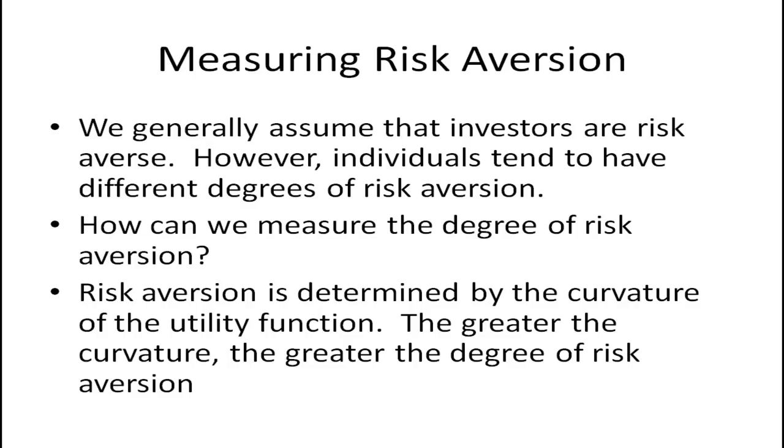Risk aversion essentially means that an investor gets greater utility from certainty than from a gamble that has the same expected value. So the question is, how can we measure risk aversion? Risk aversion is essentially measured by the curvature of the utility function.